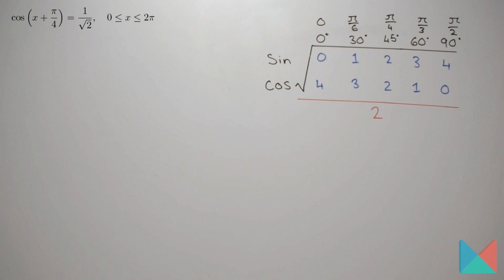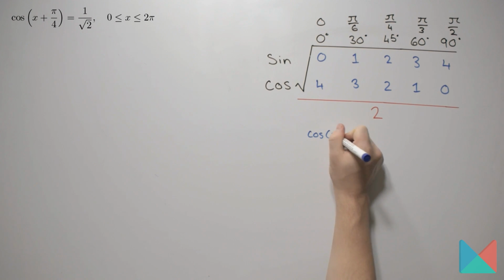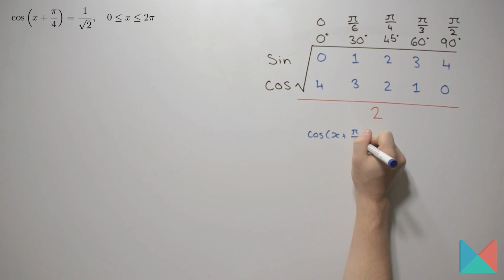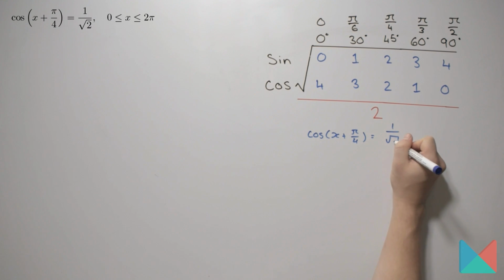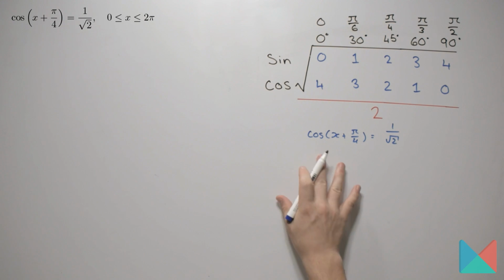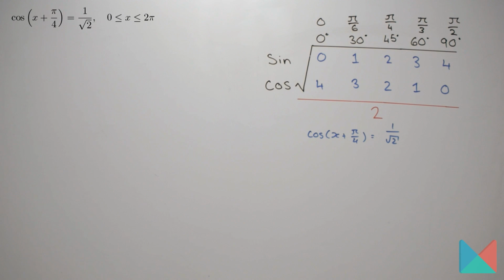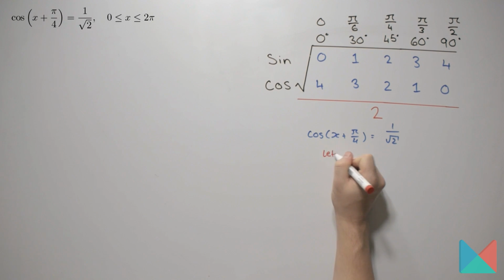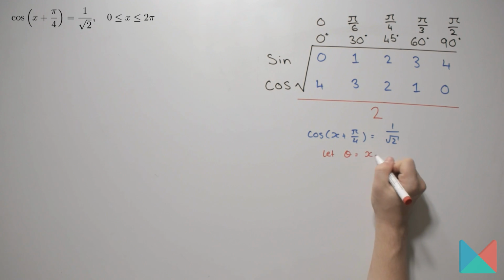For our final example, we want to solve for the values of x that are between 0 and 2 pi radians that satisfy the following expression. So let's rewrite this expression. We have cos of x plus pi on 4 is equal to 1 over root 2. And remember, whenever we have something associated with the x, we're going to make a dummy variable. So we're going to let some dummy variable theta equal to this value here, x plus pi on 4.